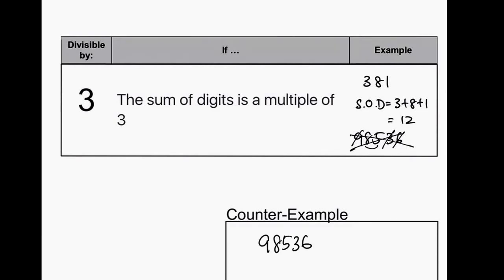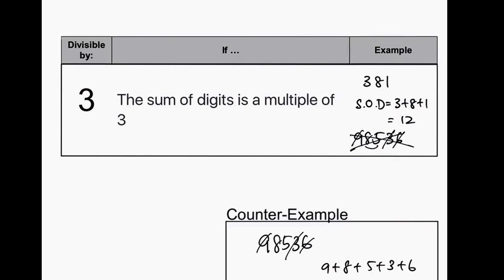The sum of digits would be 9 plus 8 plus 5 plus 3 plus 6. This way will be very long. By the time you add up, you might make a careless mistake. So the easier way would be to cancel away all those that are multiples of 3 first. Then what is left will be easier for you to handle.